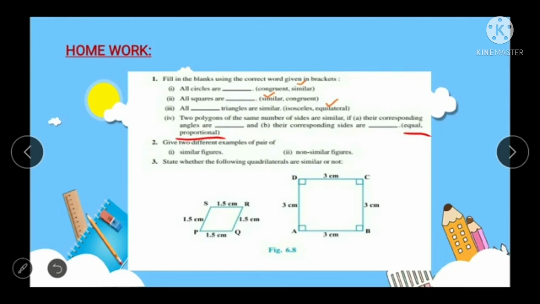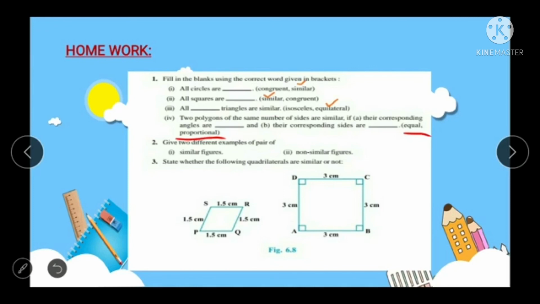Second question, give two different examples of a pair of similar figures and a pair of non-similar figures. Students, I can give you one example, but the other examples you have to write. For similar figures, you can take the example of coins, a 1 rupee coin and a 10 rupee coin. They are the same shape but different size. And for non-similar figures, you can take the example of one bread piece and one pizza piece. They are different in shape, so they are non-similar figures.